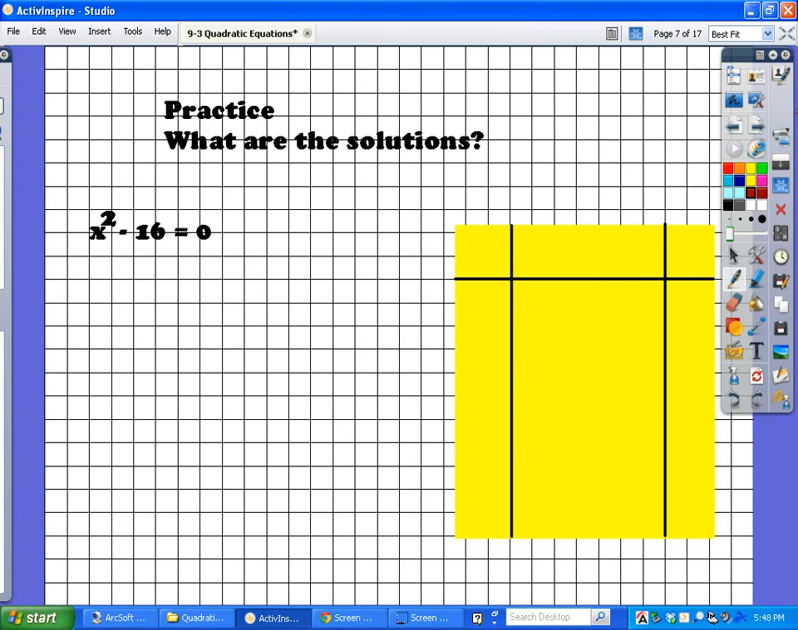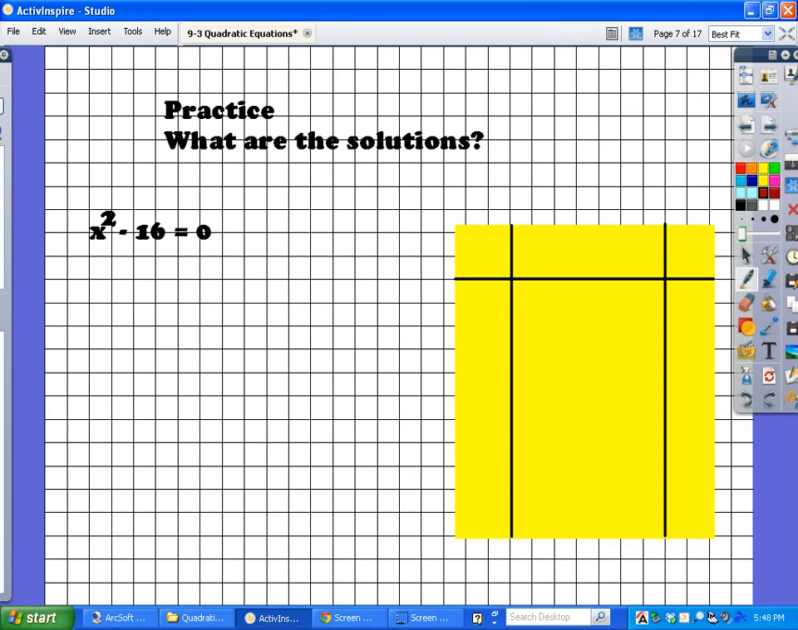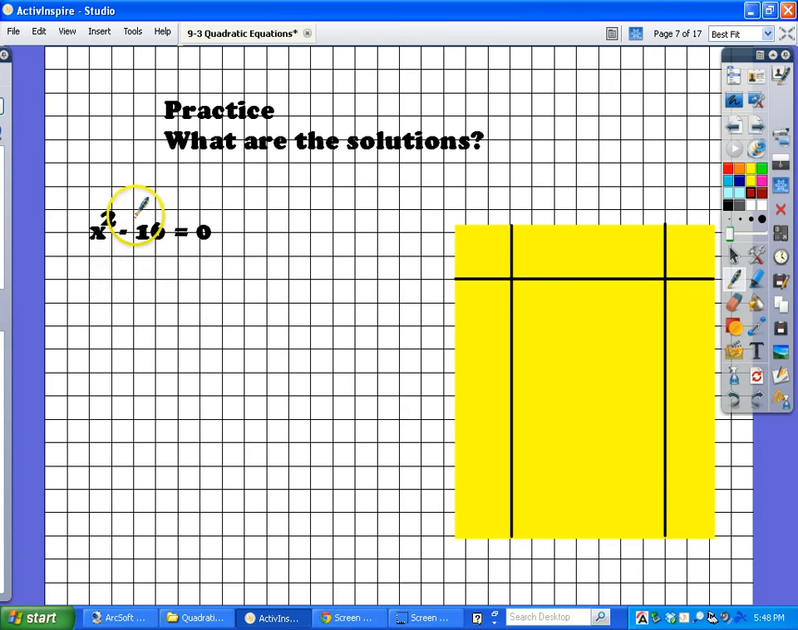Alright, we're going to work through a couple of these, and it's going to be interesting here, because on your calculator, when we get to it, I'll show you something kind of interesting about that as well here in just a minute. Alright, x squared minus 16 equals 0. Again, we will work through a couple of these.